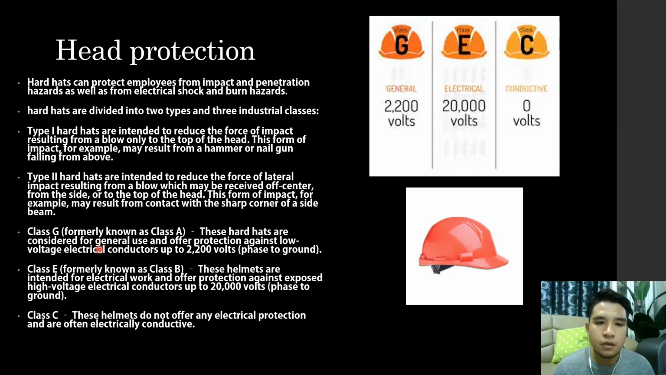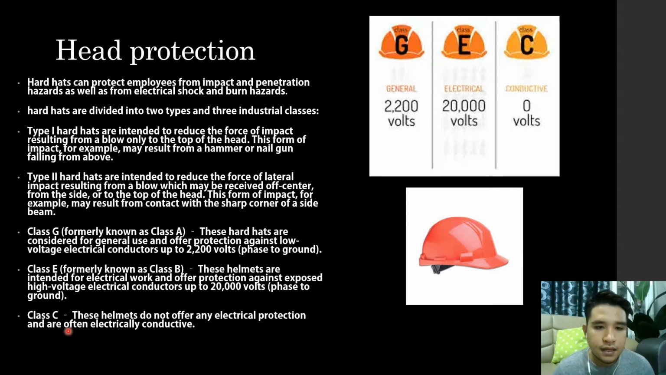Class G, also known as class A, hard hats are considered for general use and offer protection against low voltage electrical conductors up to 2200 volts. And this is the picture of a hard hat for class G or class A. Class E, formerly known as class B, helmets are intended for electrical work and offer protection against exposed high voltage electrical conductors up to 20,000 volts.